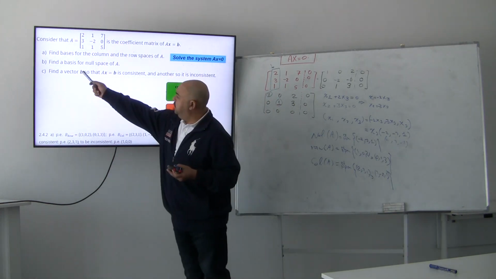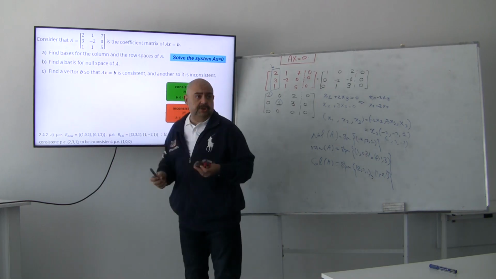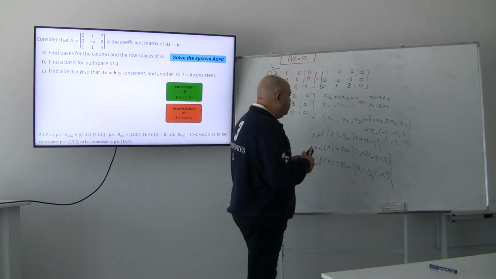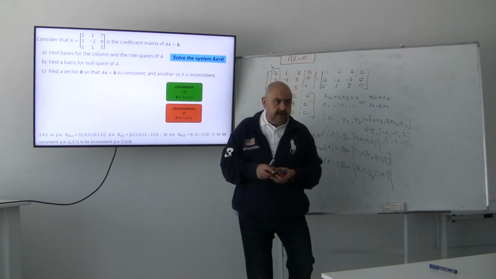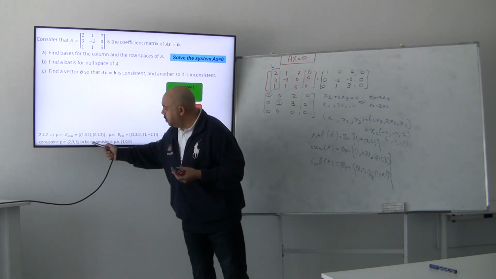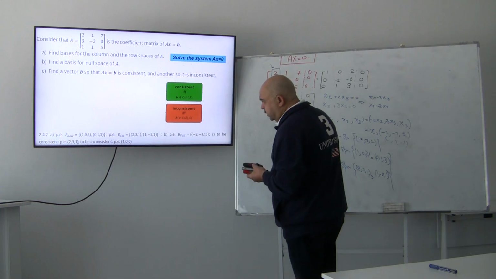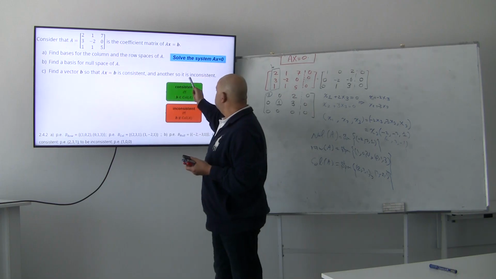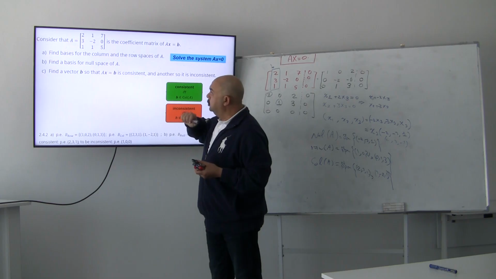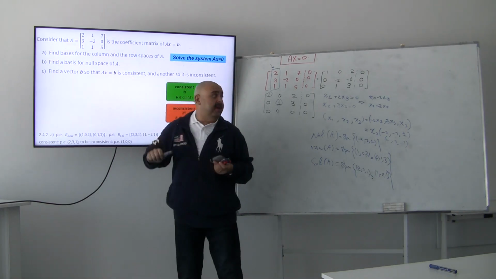Okay, the question asks you to find a B so that AX equals B is consistent. Find the value of B, which is simply any numbers that you would like to use. I will use 2, 3, and negative 1. Any combination for B is okay. And another choice would make it inconsistent.